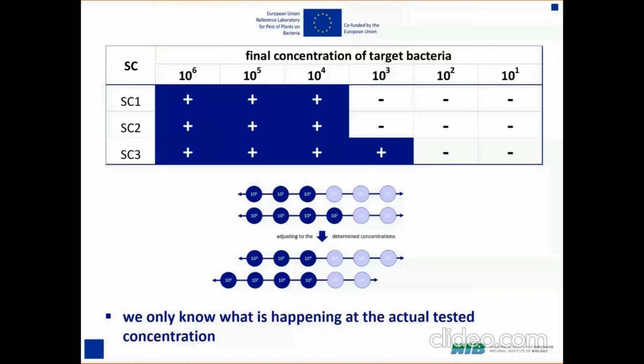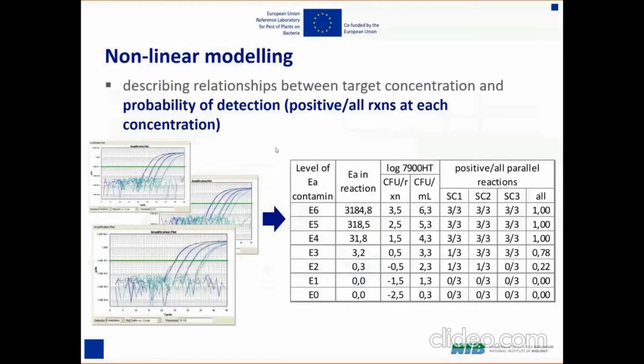But the problem with the approach that was presented before is that we only know what is happening at the actual tested concentration. So what we want to do is to extend from that data to the concentrations that we were not testing but are still interested in. So for example, in this area here, what is happening here? And to do this, we can use nonlinear modeling. And this is a way of describing relationships between target concentration and probability of detection. And probability of detection is nothing else than the number of positive reactions out of all reactions at each concentration.